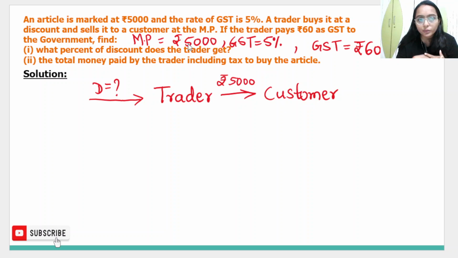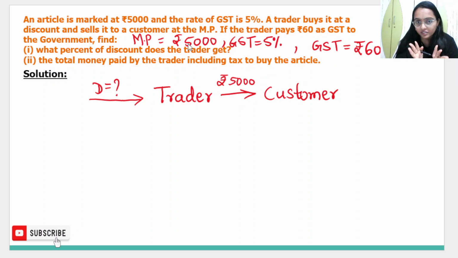This kind of question will come for 4 marks. It is one of the important questions and where students find it a bit tricky. How do we solve it? So what is given in the question? First analyze that. GST paid by the trader to the government is given, which is rupees 60. And how do you calculate GST paid to the government? GST paid is output GST minus input GST, which is ITC.